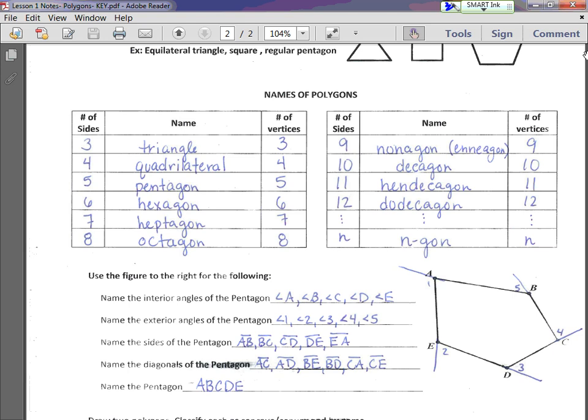Okay, so we have our names of our polygons here. So probably the ones you guys are not as familiar with. A seven-sided shape is a heptagon. Another word for this, you might also see septagon. So heptagon or septagon. And then 9 is a nonagon or enneagon. I rarely see enneagon. I feel like nonagon's more common. 11 is a hendecagon, and 12 is a dodecagon.